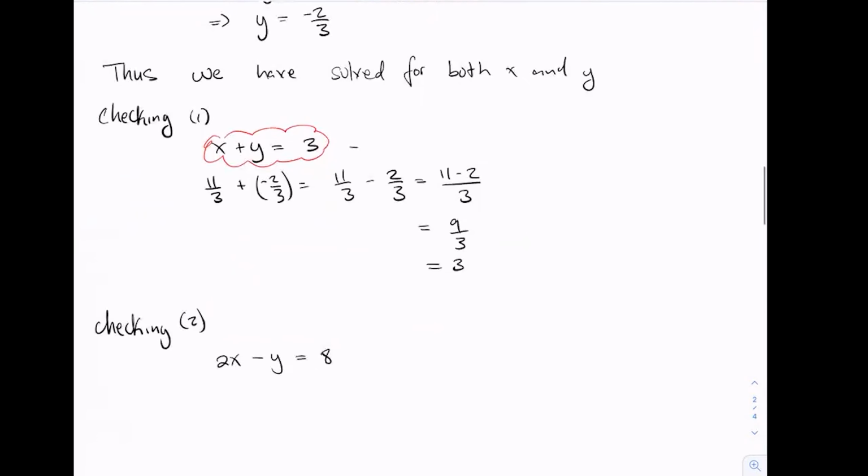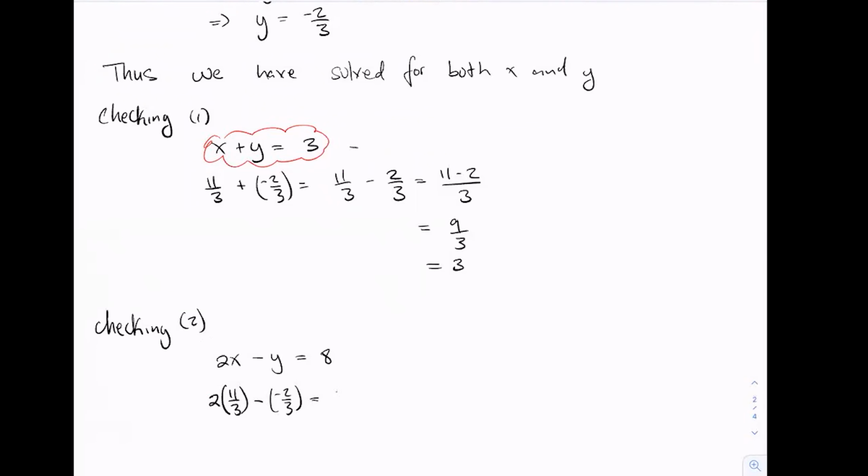So here, I take my 2 and I multiply by 11 over 3. And now I subtract my negative 2 over 3. And I want to see if when I simplify this expression, I will end up with the number 8. If I do, then that means x equals 11 over 3 and y equals negative 2 over 3 is the pair of answers that solve both equations, which means we have solved the equations simultaneously.